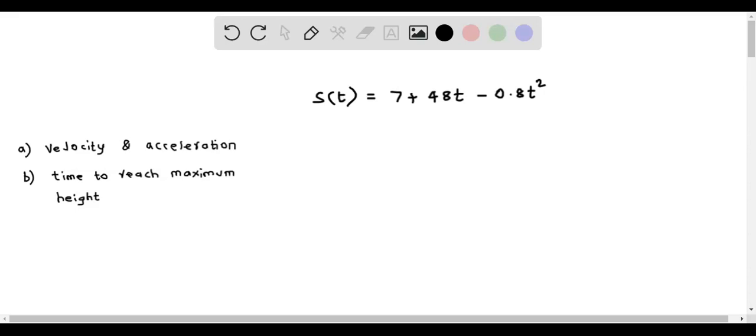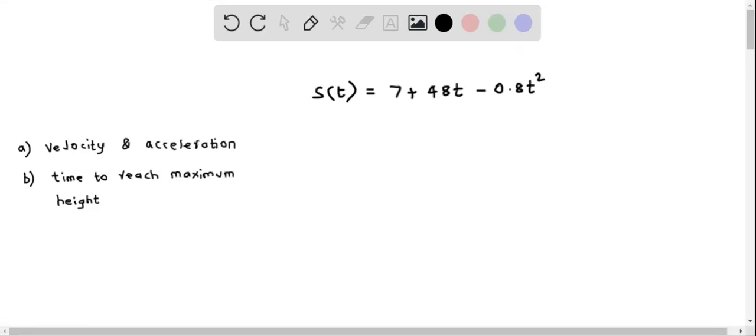In part A, we determine the velocity and acceleration of the rock. So first, let's determine the velocity of the rock. And this is given by the derivative of the height of the position function. So since s of t represents the height, we say that the velocity is equal to s prime of t. S prime of t is the first derivative of the height function s of t.